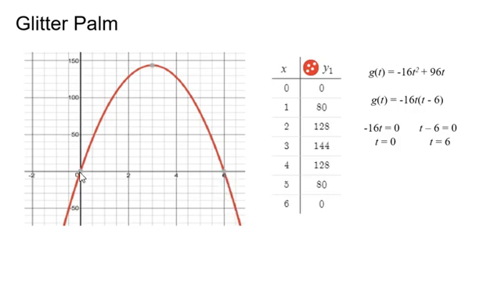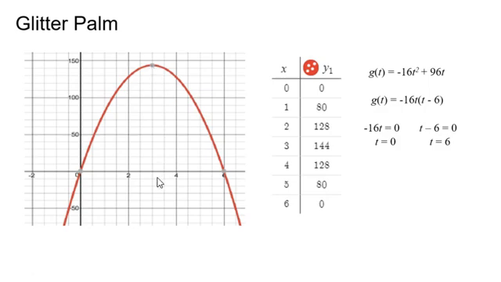When I look at the graph, I know this point at (0, 0) and this point at (6, 0). Even though I know the x value for this point is 3, I'm not quite sure what the y value is just by looking at it. I can see that at 1 second, if I go up, it looks like this is at 80, and at 5 seconds, it looks like it's also at 80. I noticed that one of the features of quadratics is that it's symmetrical on either side of the vertex.